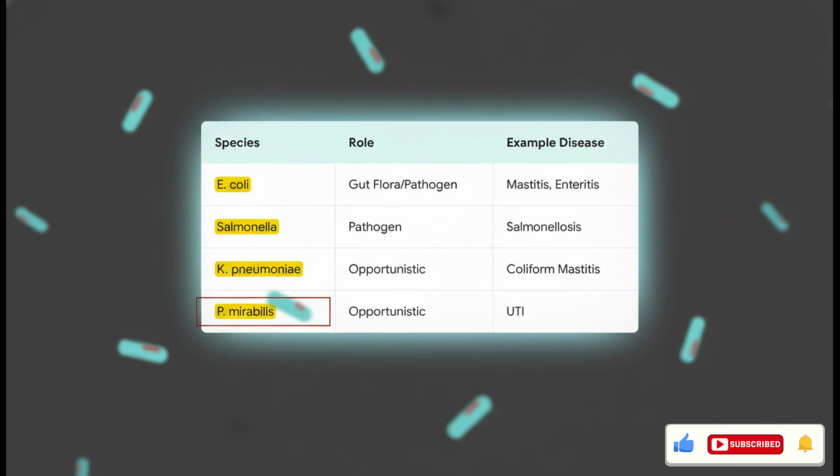While a lot of E. coli strains are just harmless gut residents, some strains are very serious pathogens. Salmonella, on the other hand, is almost always considered a pathogen. Knowing which one you're fighting dictates everything: the treatment, the biosecurity, and even the prognosis for the animal.